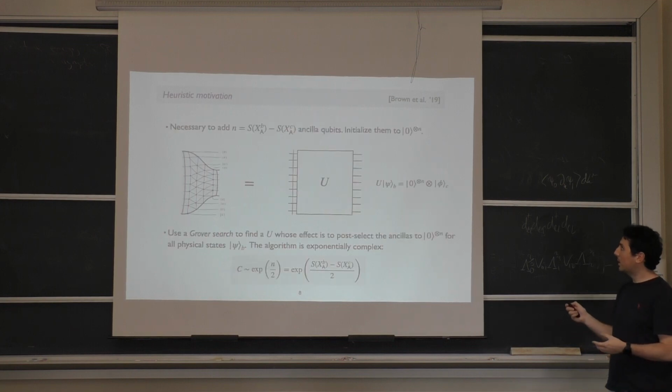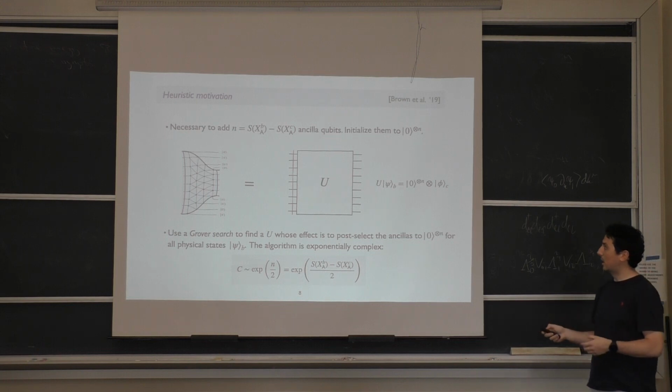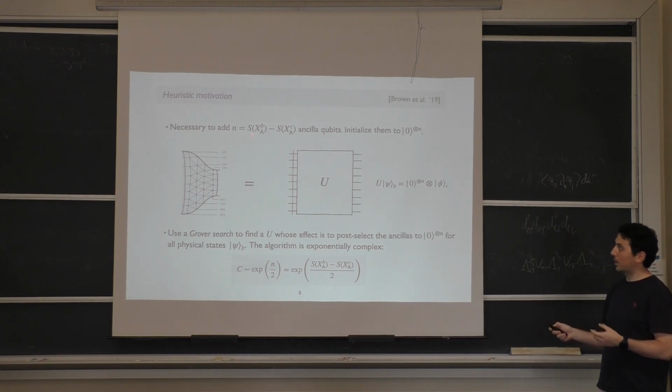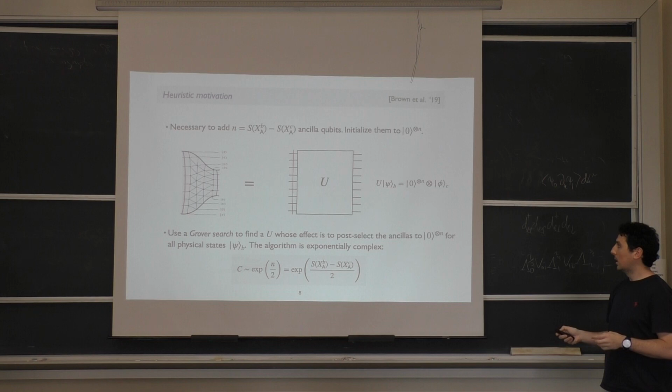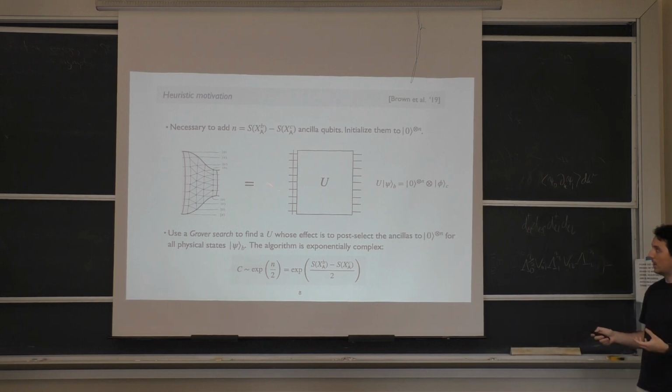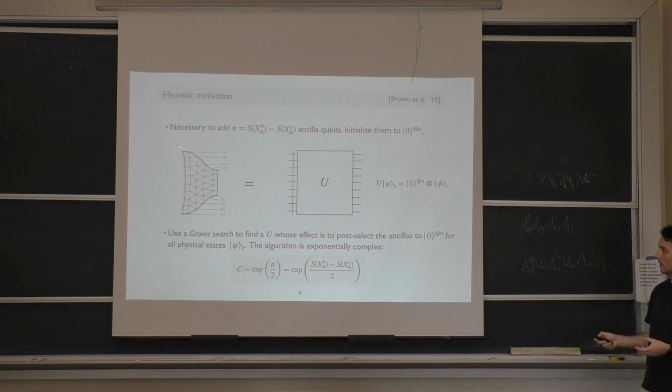So the protocol that they provided in the original paper was to grab a bunch of additional qubits, ancilla qubits. The number of qubits that one needs is precisely given by the difference in generalized entropies of the bulge cut and the constriction cut. And then once we've considered these additional qubits, the goal is to find some unitary acting on the full bulge cut, which has the effect of post-selecting these qubits to the zero state times some physical state that comes out from the constriction, for all the physical states that live here in the bulge.